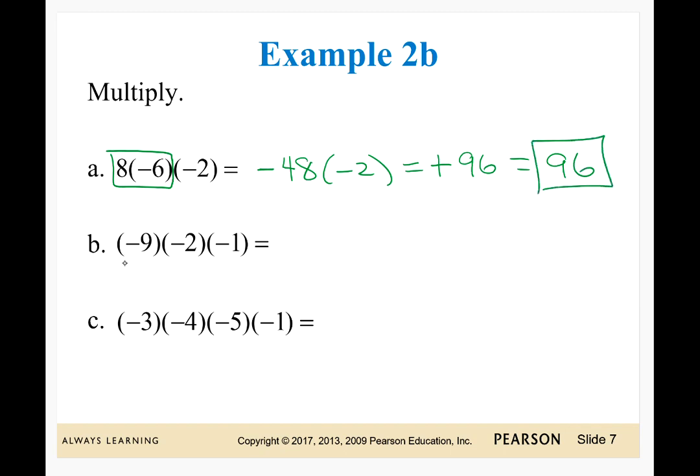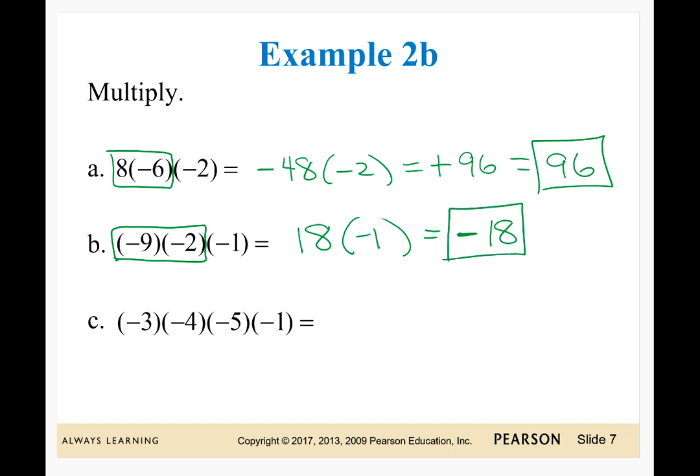All right, B, from left to right. Negative 9 times negative 2 is going to give me positive 18. So I have positive 18 times negative 1. Different signs mean my answer is going to be negative, and then 18 times 1 is 18. So there's my answer, negative 18.